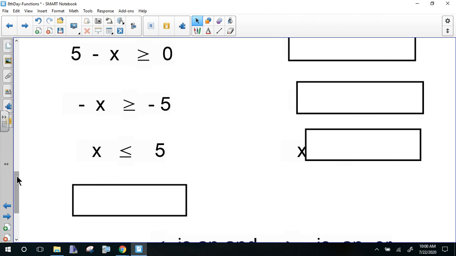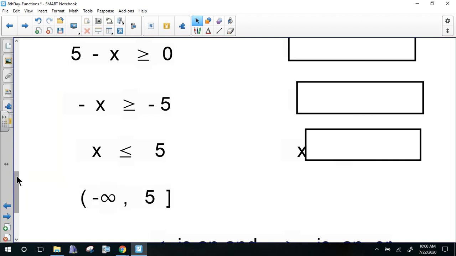Anytime I see the equal to symbol, I'm going to use brackets. So around this 5, I'm going to have a bracket, all the way down to negative infinity, which I'm going to have a parenthesis.